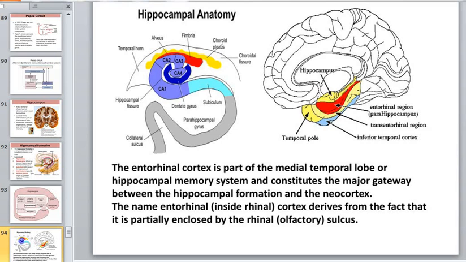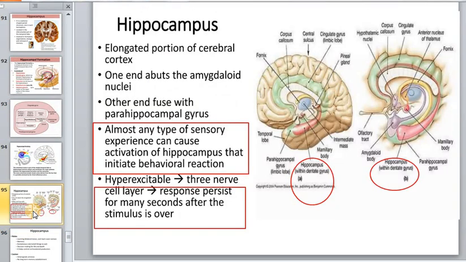And what we have on the next slide is that all these parts are very closely related to the temporal lobe. Almost any type of sensory experience can cause activation of the hippocampus and initiate a behavioral reaction. And here we see the three nerve cell layers. The response persists for many seconds after the stimulus is over.